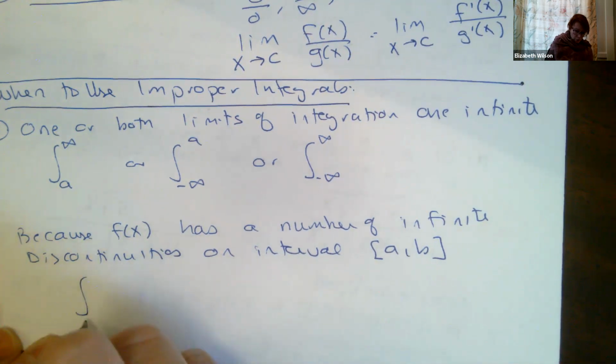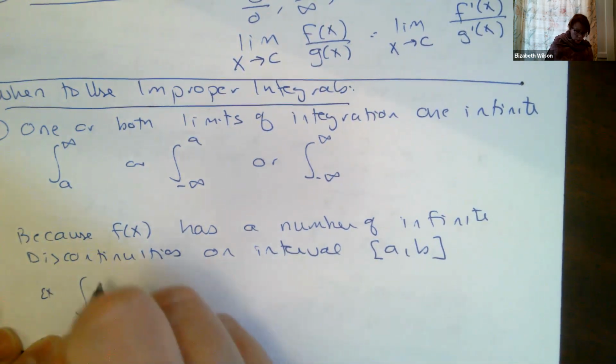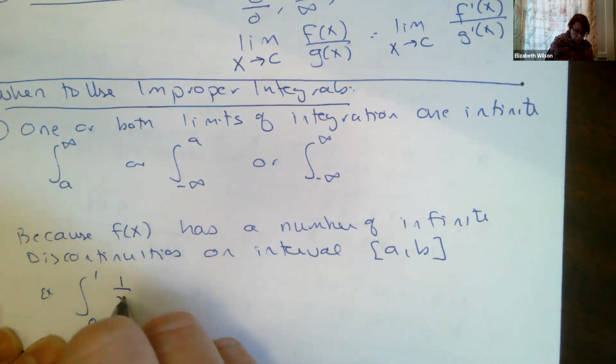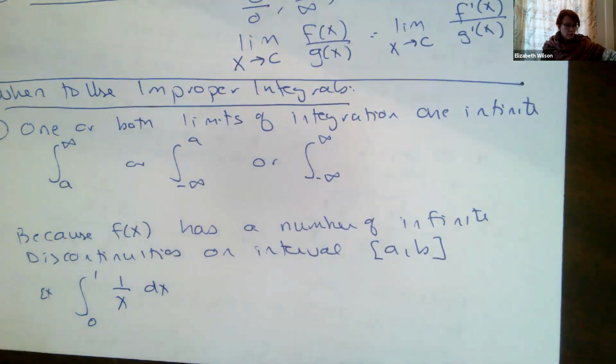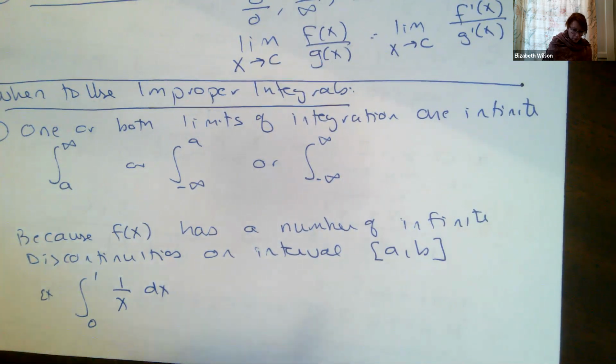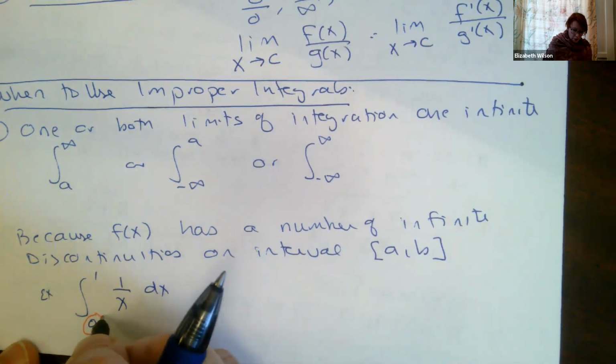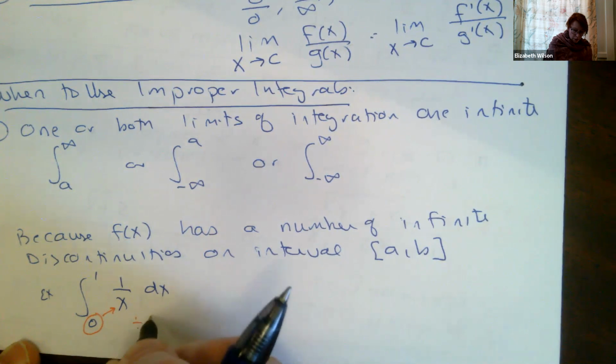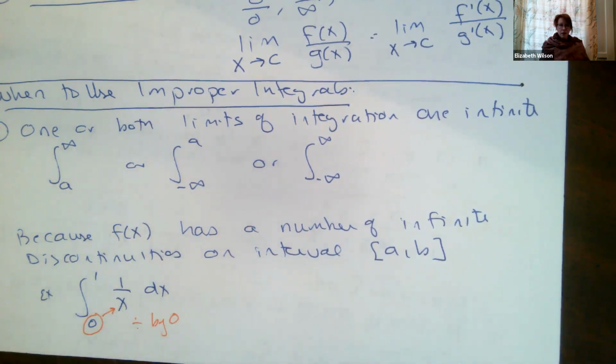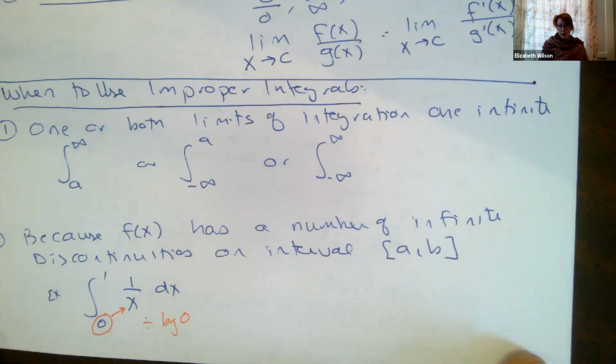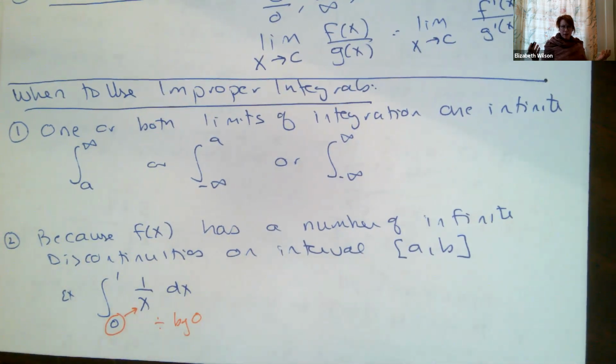Say, for example, just a quick example, I've got 0 to 1, and I'm going to integrate 1 over x dx. I should be able to just do the natural log. It's 1 over x, but that's going to give me a divide by 0. So this is a case where I need to use my improper integral, because I can't do the natural log of 0. It's undefined. So I have to have some way of analyzing that function, and my improper integral analysis is going to make that happen.